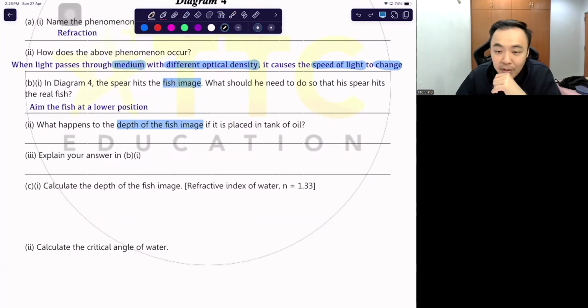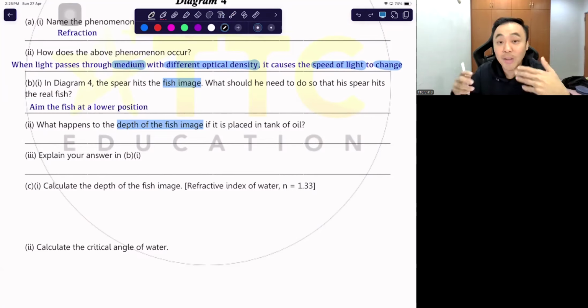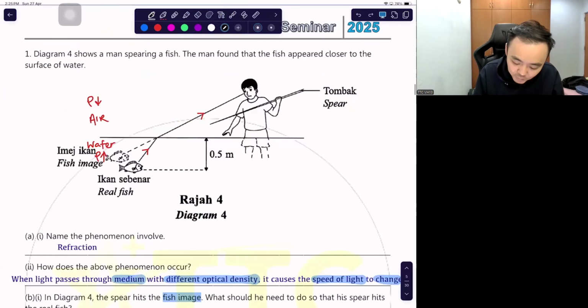Real depth, apparent depth. Okay. So, is the depth of the fish image the apparent depth or the real depth? Apparent or real? The fish image, of course, is apparent. Real depth is for the real fish. You know what I mean by apparent? Apparent means the fake one, the one that you saw. So what you saw is your apparent depth.